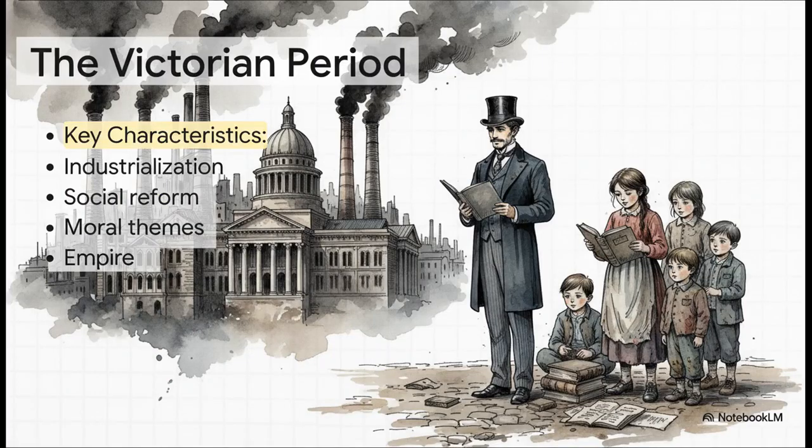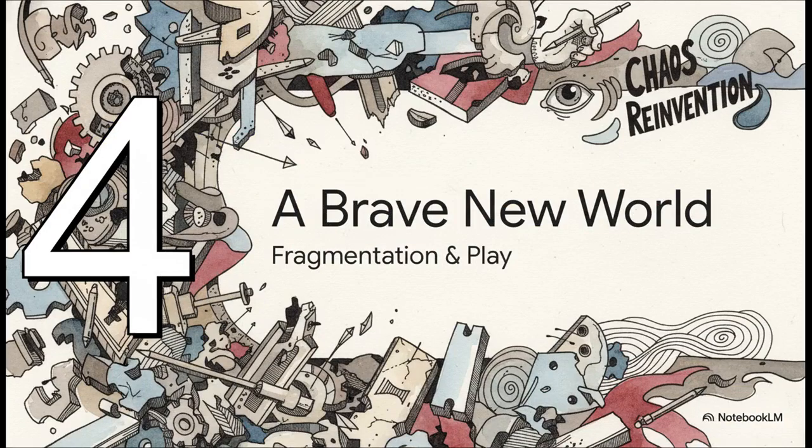And then comes the long, long reign of Queen Victoria. This is the age of the novel. I mean, the novel was everything. Writers like Charles Dickens and the Bronte sisters used these huge, sprawling stories to grapple with the new realities of industrialization, campaigning for social reform and exploring really complex moral questions in a world that was dominated by the British Empire. And as we enter the 20th century, well, the old world is shattered.